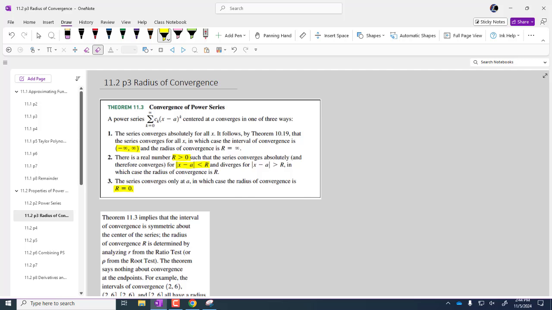So this always tells us that if you're interior to the interval, you have convergence. If you're exterior to the interval, you have divergence. And if you're right at the endpoints, you have to test them.